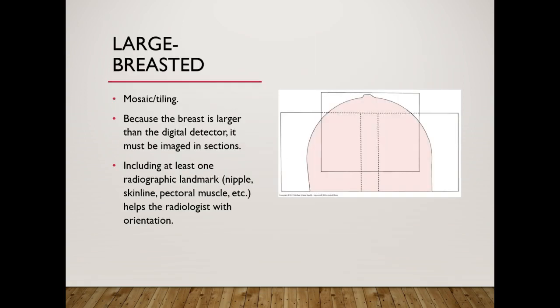Here's an example of the mosaic or tiling image of the breast. And as we mentioned, because the breast is larger than the detector, it has to be imaged in sections. But you have to have a way where you have a common area that all of the tiling catches so that you can make sure that you're getting all of the breast in there.